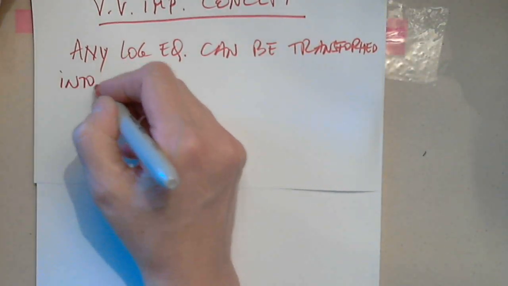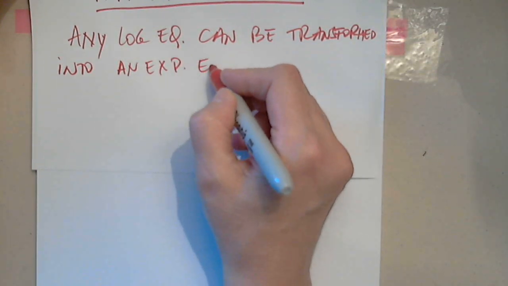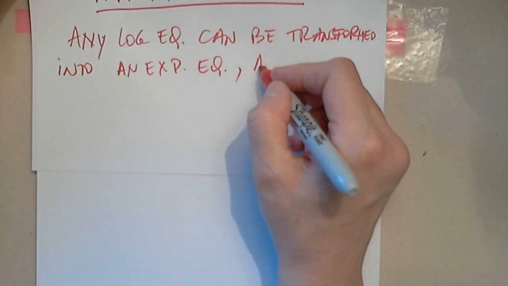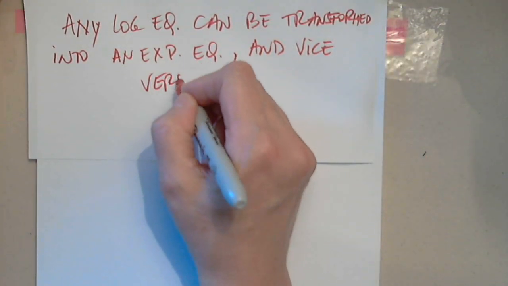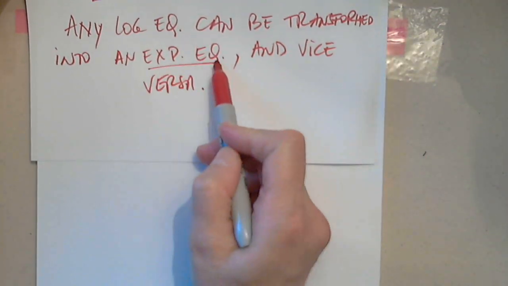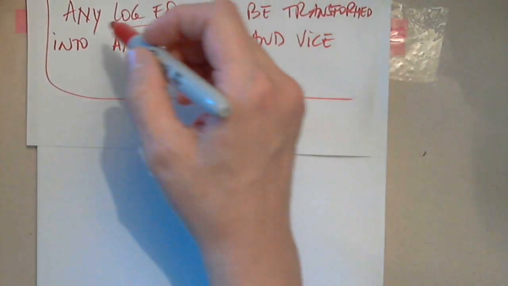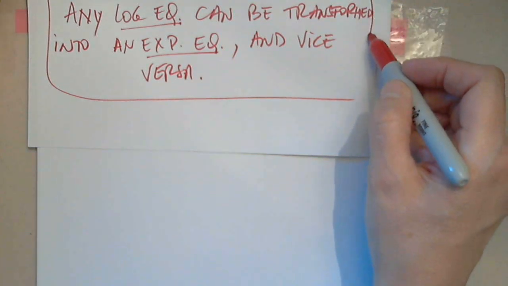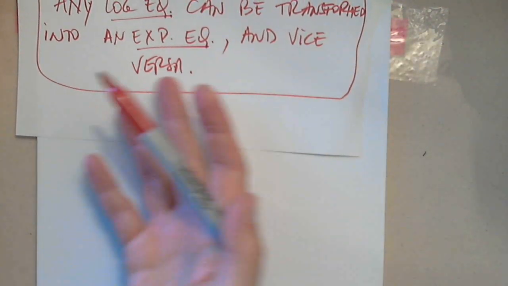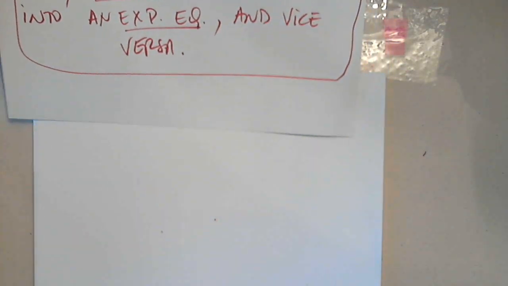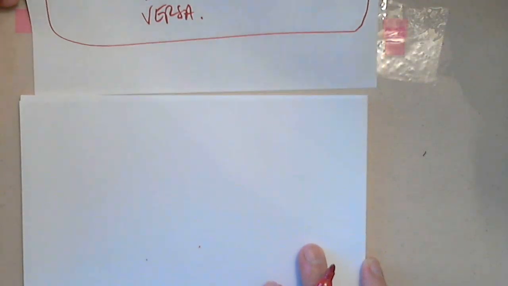Into an exponential equation, and vice versa. Any exponential equation can be changed into a log. This is the most important concept in the entire chapter. That's what I think. Well, how do I write this mathematically? Because this is interesting and important, but okay, how do I write this mathematically?